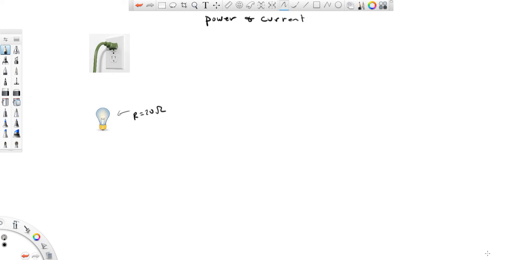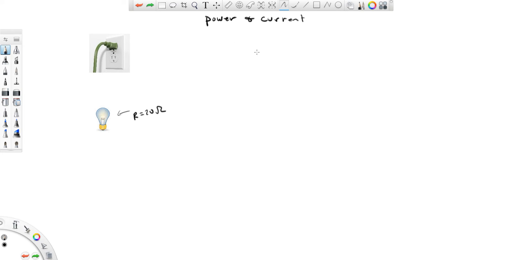I'm making this video, just a quick introductory video on how to work basic problems about AC voltage. What we're going to do is pretend that this 20 ohm light bulb is plugged into a US AC power voltage source. The first thing we want to do is draw a circuit diagram.